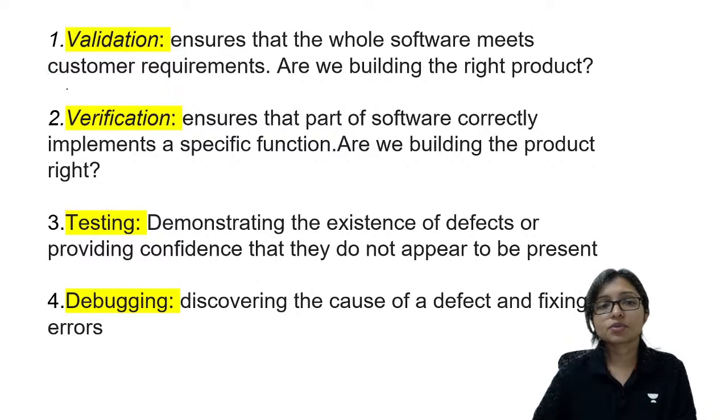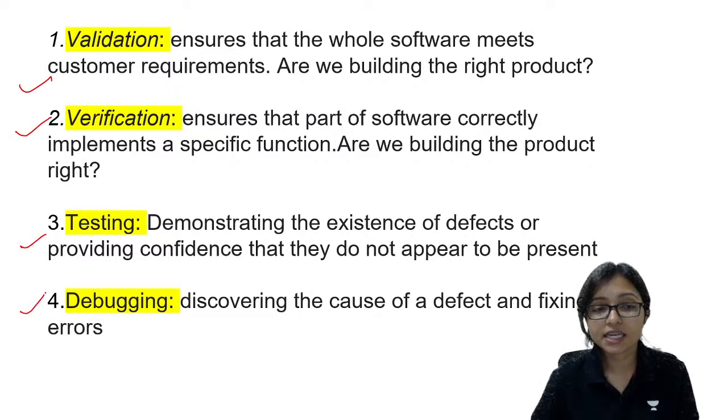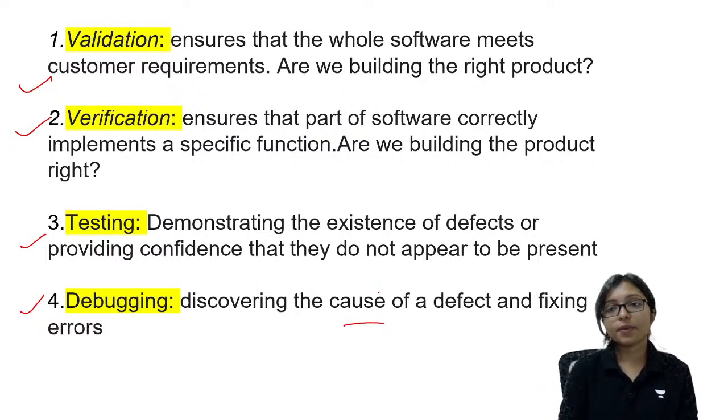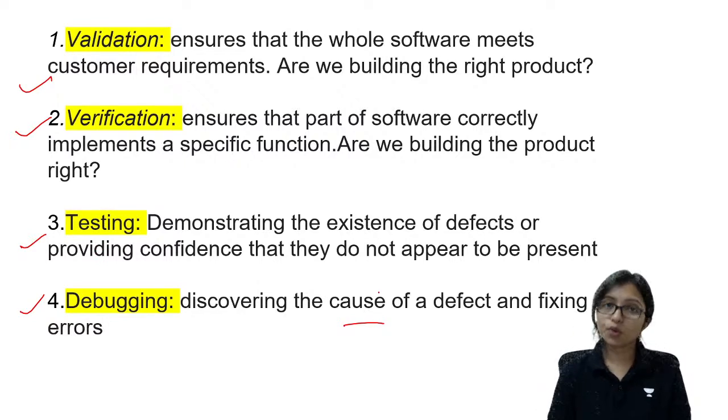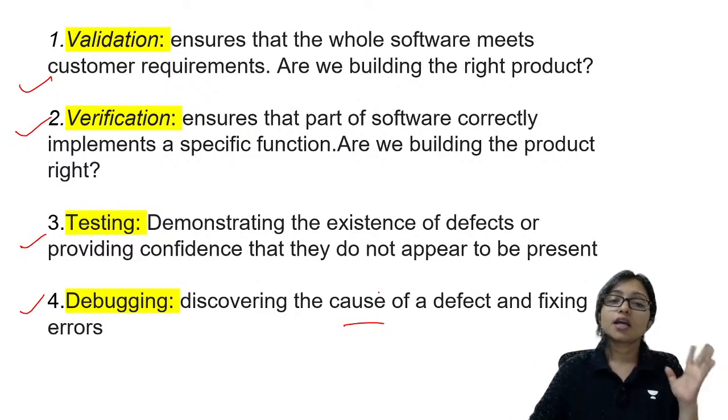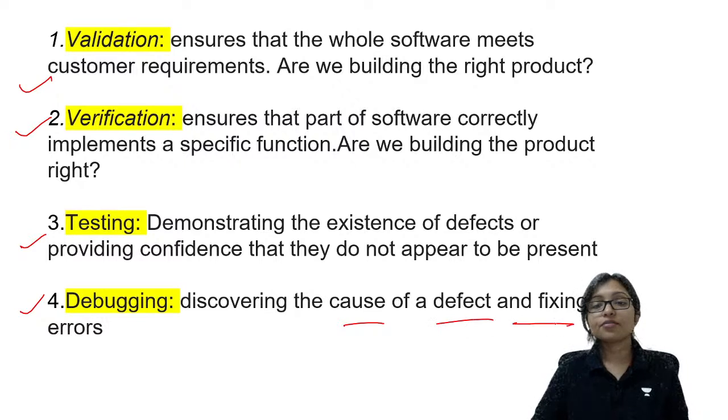So these are verification and validation. Already we did testing and debugging. What is the main difference between testing and debugging? Debugging is done by the developer. The developer will debug to see whether there is any problem or not. After that, the developer will fix it, finding the defect and fixing it.